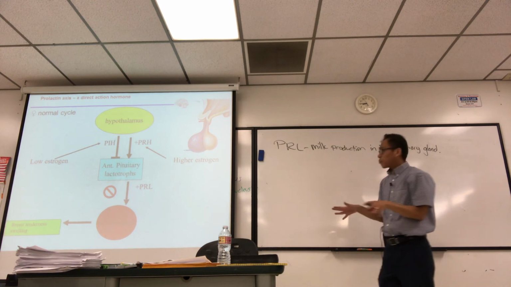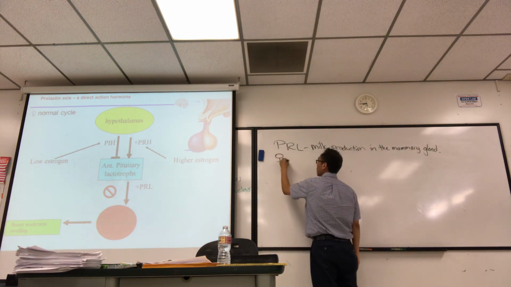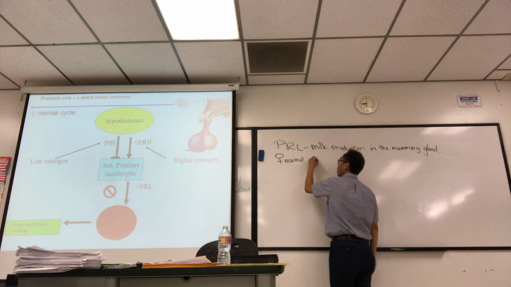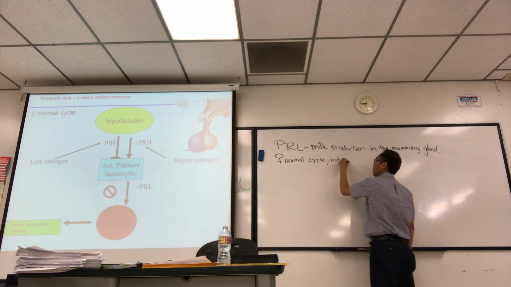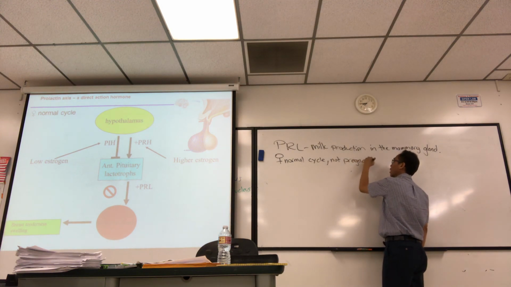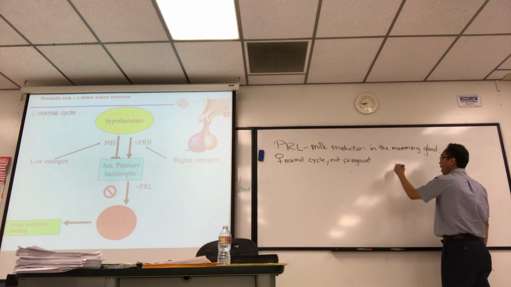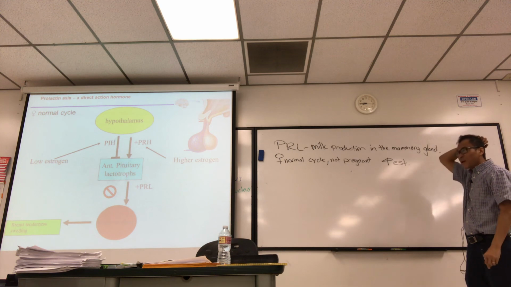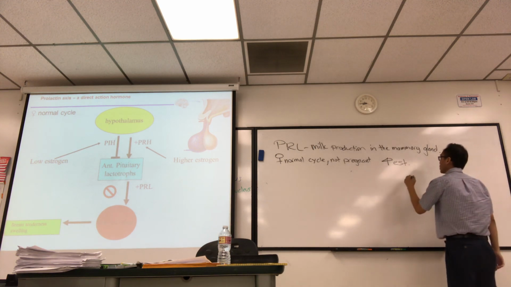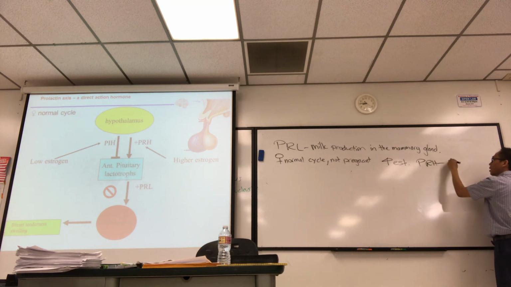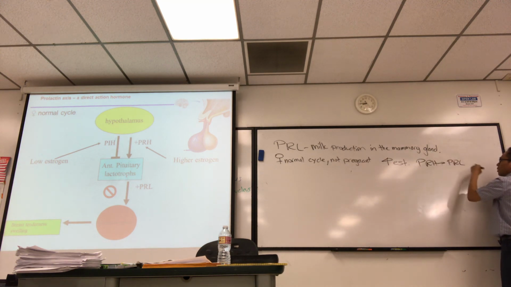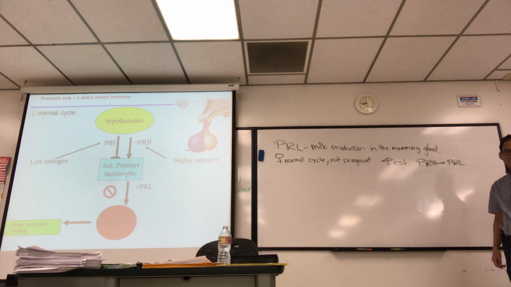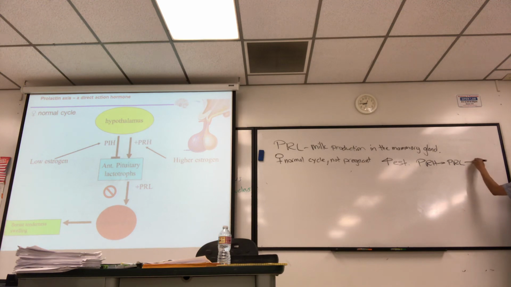But in a normal cycle, when you're not pregnant, when estrogen's a little higher, I just put a little up arrow, EST, estrogen. You'll get PRH, PRL, but no milk production. Maybe there'll be some swelling and tenderness, but no full-on milk production. I'll just put breast swelling.